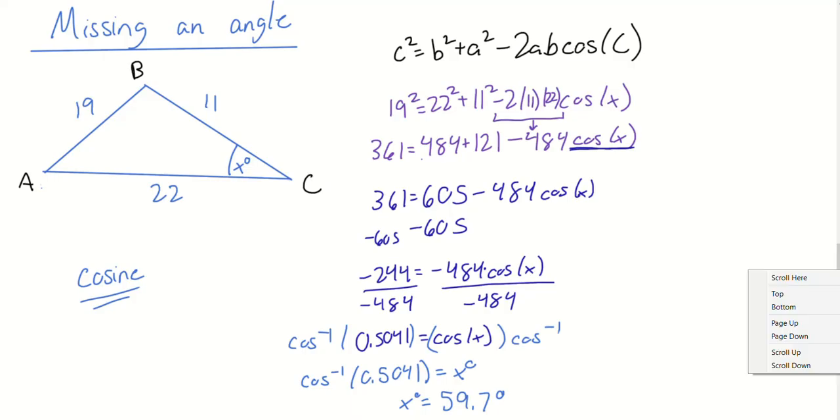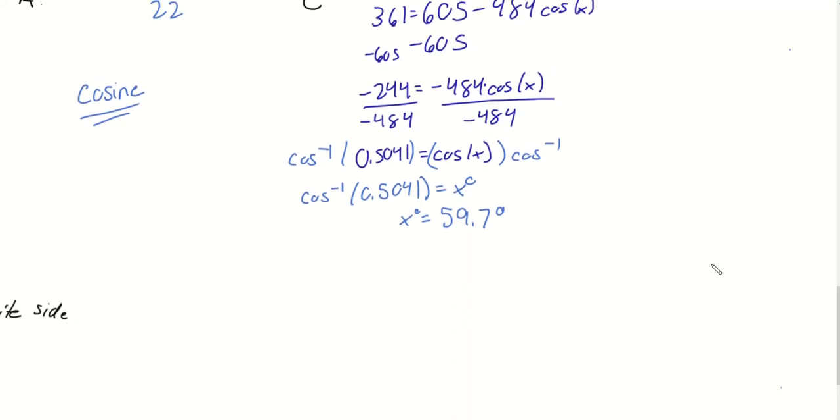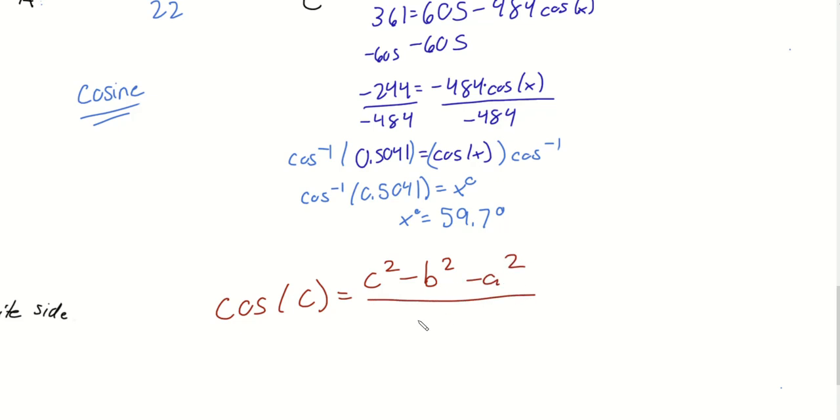Now that was a lot of moving around numbers, right? I wonder if there was just an equation that I could use for this. There is. If I moved everything around without the numbers, I would have just had cosine of C equals s squared minus b squared minus a squared divided by negative 2ab. I'm going to make this a little bit more clear that this is an uppercase C.